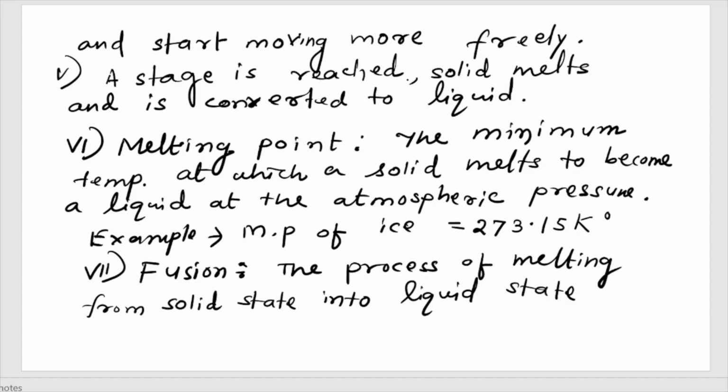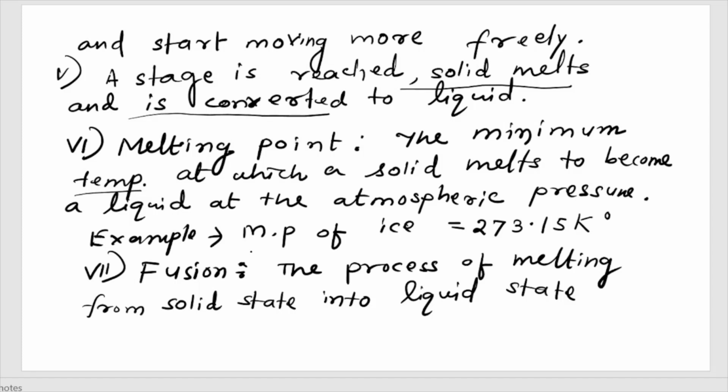When the particles start moving very freely, the force of attraction becomes less and less and the kinetic energy more and more, and it changes to liquid. What is melting point? Melting point means the minimum temperature at which a solid melts to become a liquid. That means at this temperature, solid melts to liquid, at atmospheric pressure.